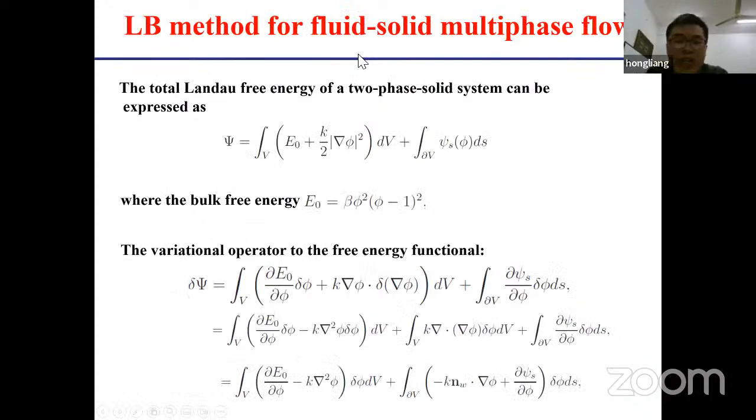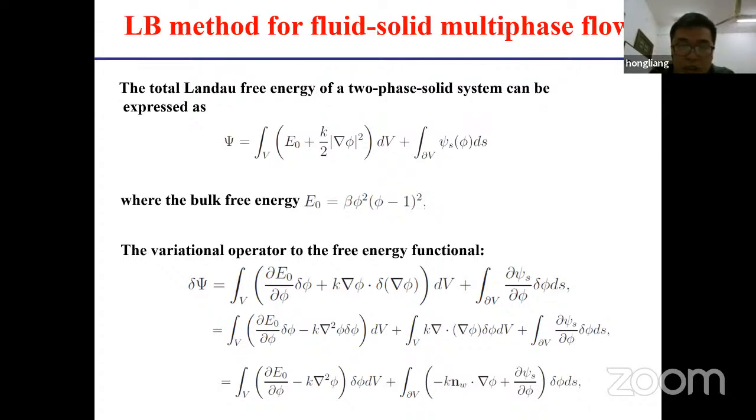The second work is that we developed a robust Lattice Boltzmann method for fluid-solid multiphase flows. The key point of this work is to construct wetting boundary conditions.